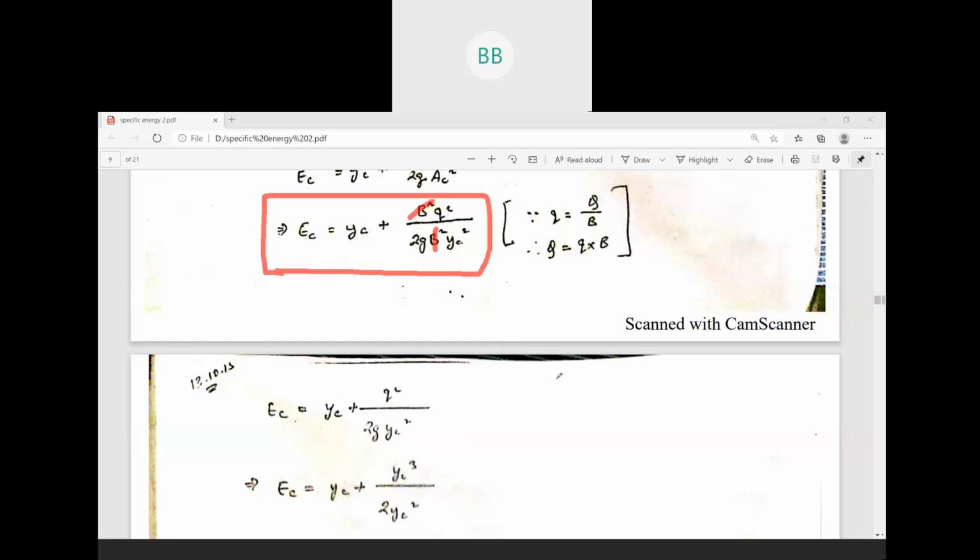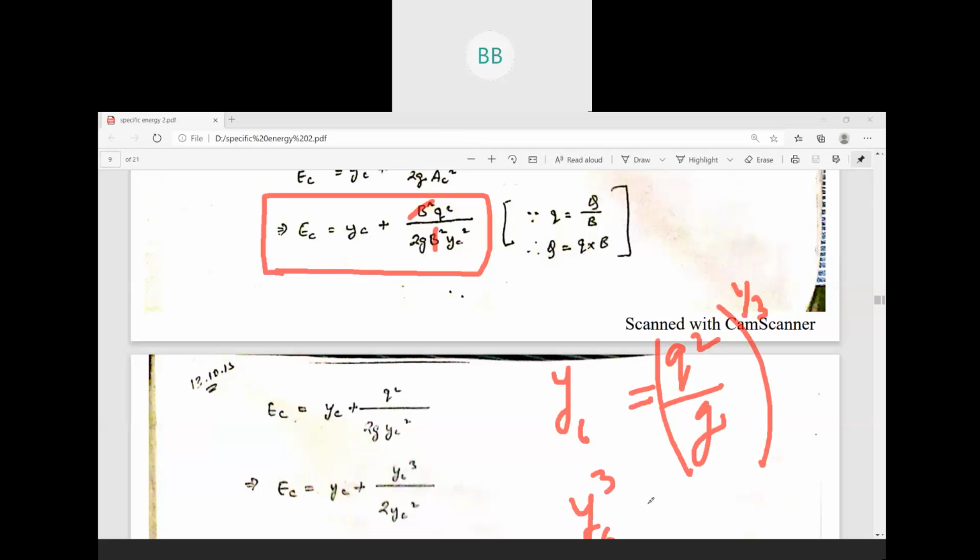For YC, we have derived an expression, q square by G to the power 1 by 3. That we have already derived. For critical depth for a rectangular channel, you can also write it like this: YC cube is equal to q square by G. That we have already derived just now. So if you see here, we have q square divided by G. In place of that we can directly write YC cube, from this expression, or you can say from equation number 1.